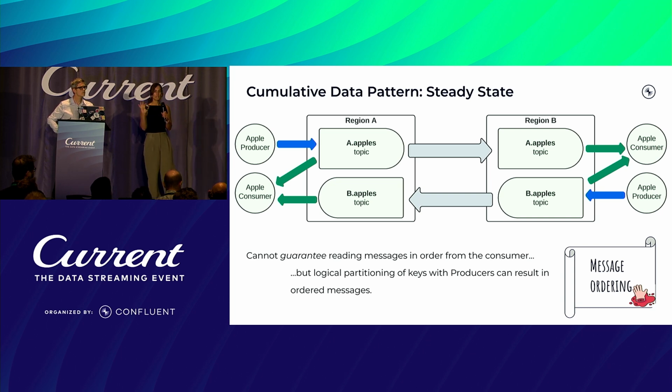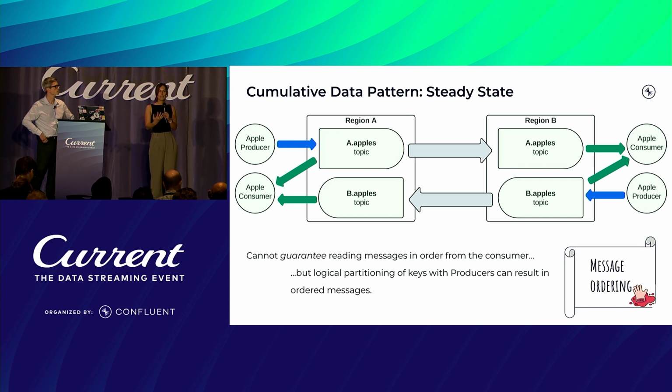So first, for keeping the topic in order itself, we of course use our lovely message keys for that. But you're going to want to make sure your replication tool is maintaining that ordering when it creates it in the other region. So all the replication tools can help you with this. Cluster linking does it automatically. Confluent Replicator and Mirror Maker 2 just need to be configured to do so. So just make sure you do that.